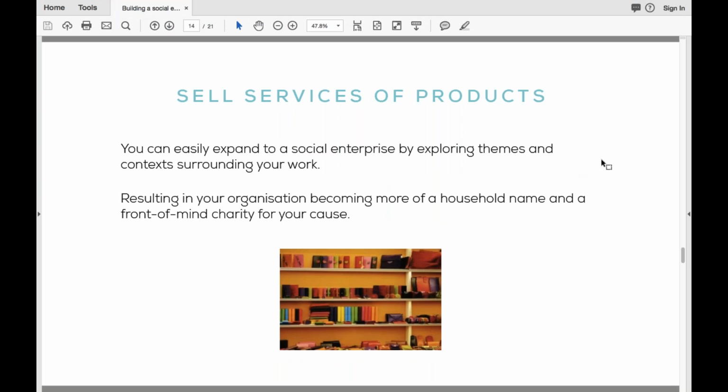Maybe your animal rescue shelter could open a retail arm for dog toys, bowls, collars, perhaps a dog walking service that could service locals in your community. You can easily expand to a social enterprise by exploring themes and contexts around your work, resulting in your organization becoming more of a household name and certainly front of mind with the cause that you represent.